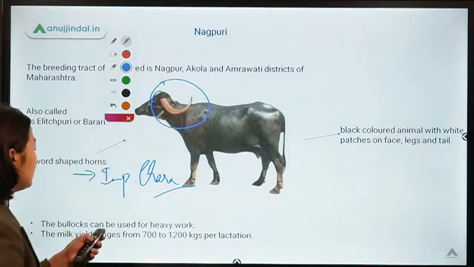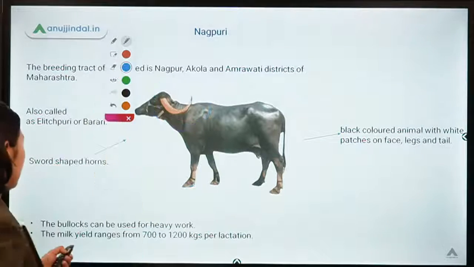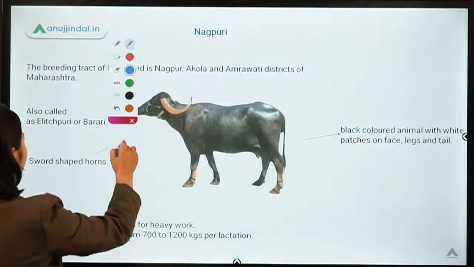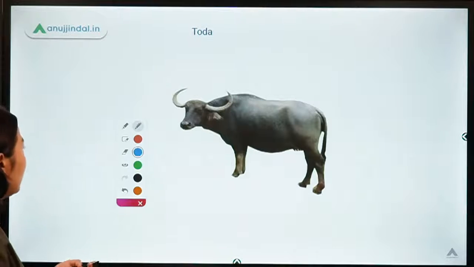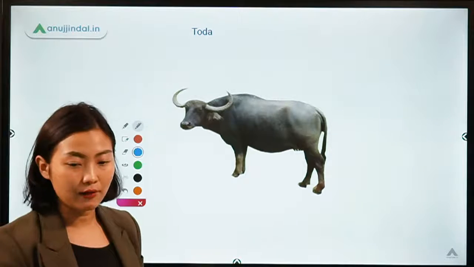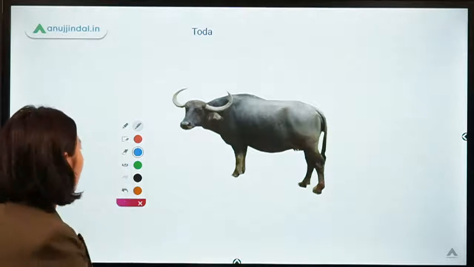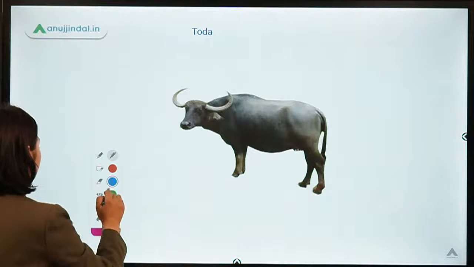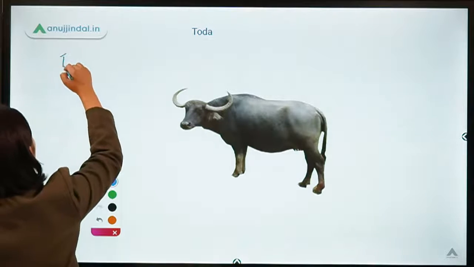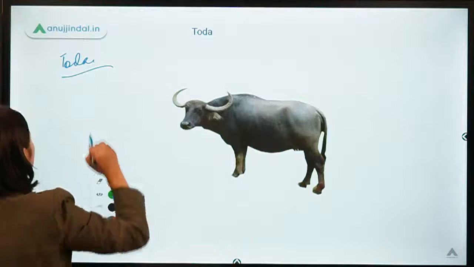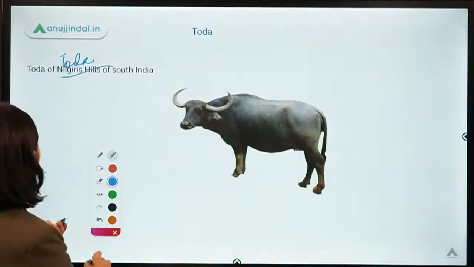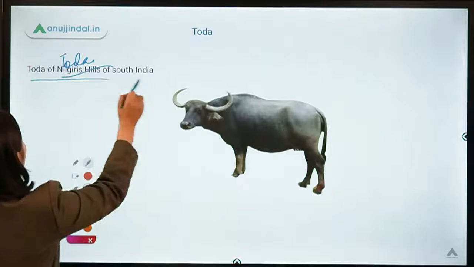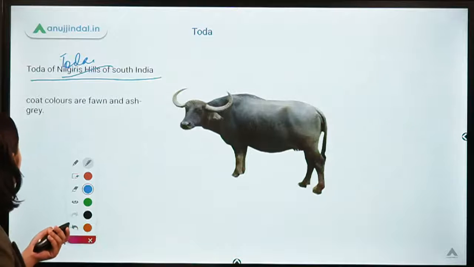All right, and now coming to another slide, we have here the Toda. The name Toda was actually derived from a very ancient tribe, known as the Toda tribe, which can be found in the Nilgiri Hills of Tamil Nadu. The Toda of Nilgiri Hills of South India.